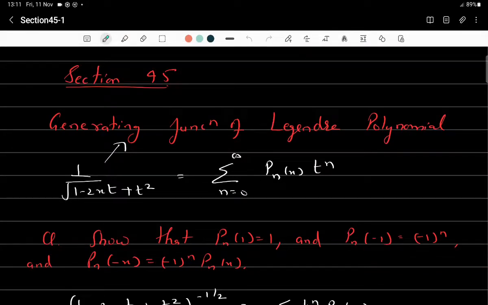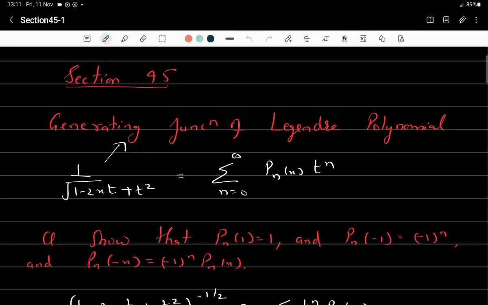Good morning, everyone. So today, in the last class, we have talked about Legendre equation and Legendre polynomial. Today, we'll see some more properties of Legendre polynomial. The first one is the generating function of Legendre polynomial.